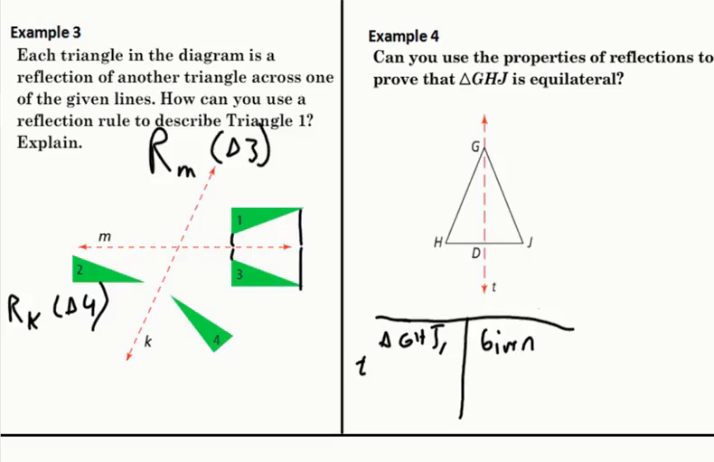All right. Now, based on lines of reflection, from the properties, we know that the triangles have to preserve length and preserve distance. So if we look at this, we know that GH is congruent to GJ.